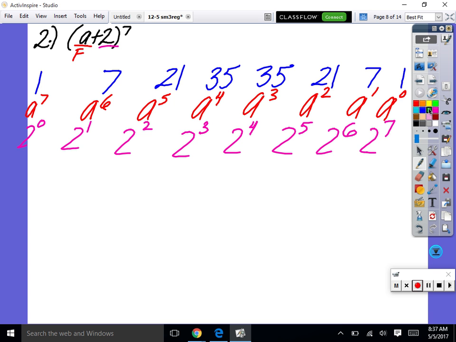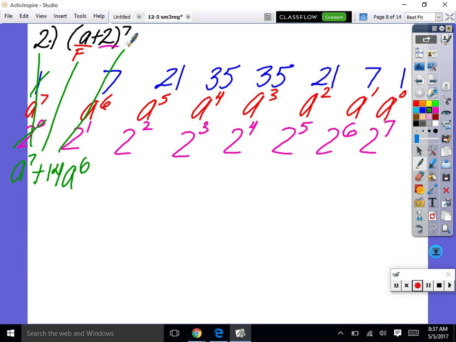Okay, so then from there you'll simplify it in sections. So multiply this out. 2 to the 0 is 1. 1 times 1 is 1. A to the 7th times 1 is a to the 7th. Ready? Next one, 7 times 2 to the first, which is 7 times 2, which is 14, plus 14a to the 6. Okay, cool.